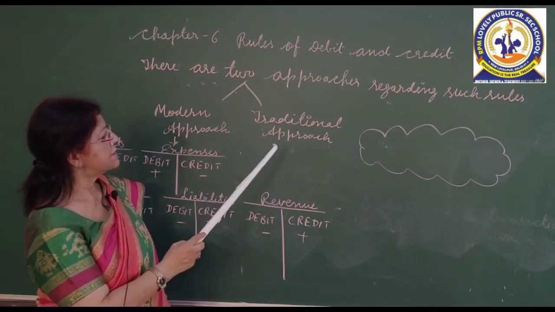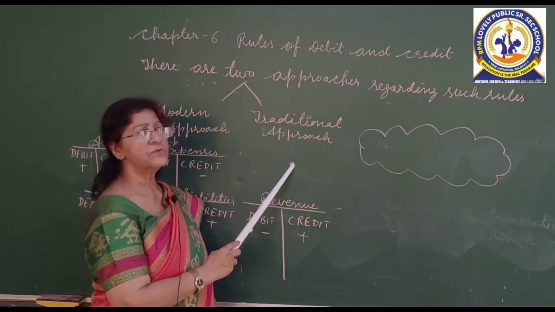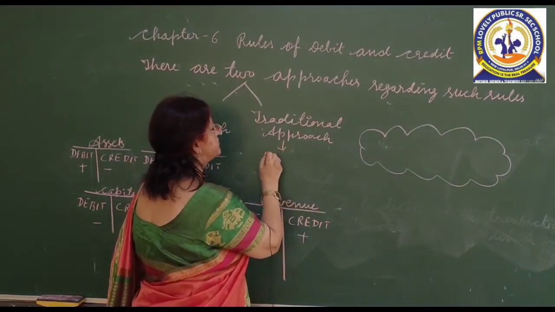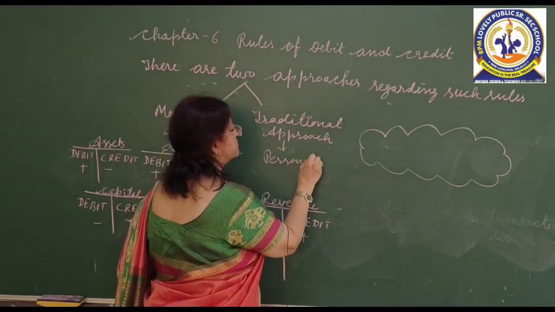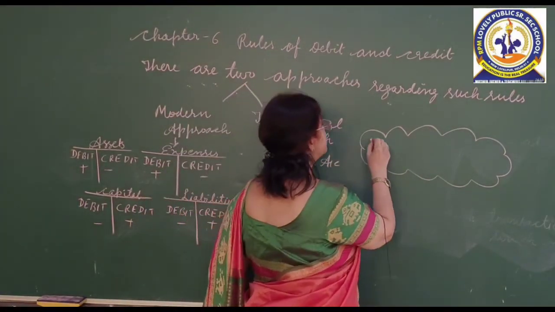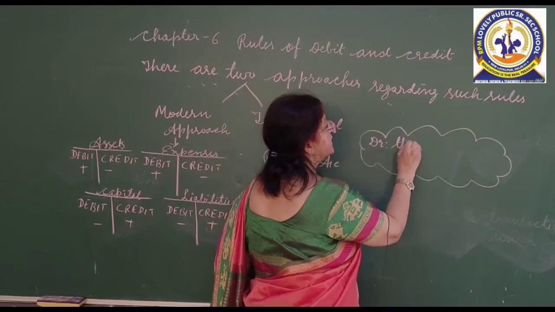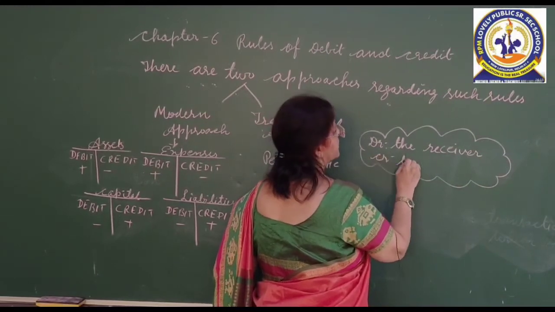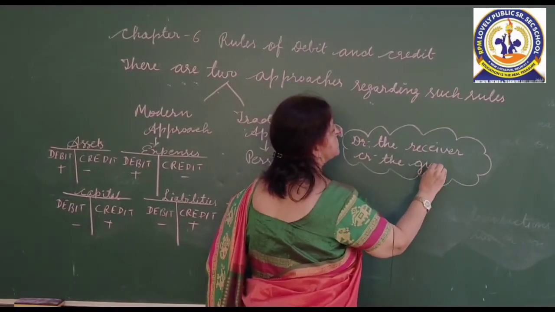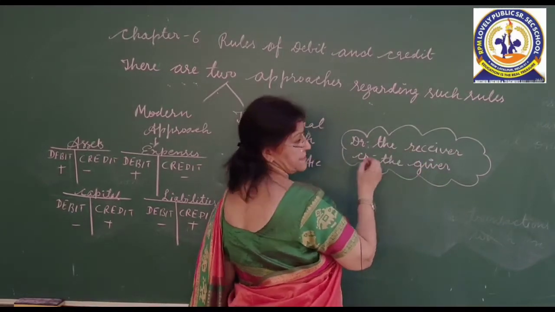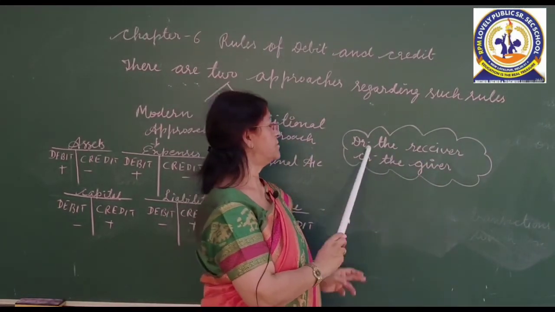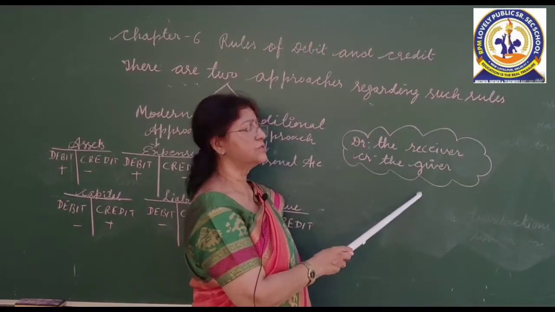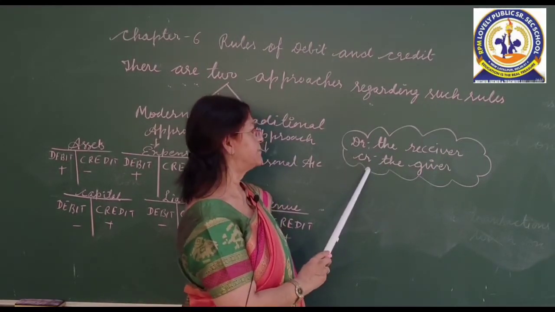Now we are going to discuss the traditional approach. There are 3 rules. Number 1, according to personal account, debit the receiver, credit the giver. Debit the receiver means the person who receives the goods will be debited. The person who is the giver, who is giving goods or money to you, will be credited.